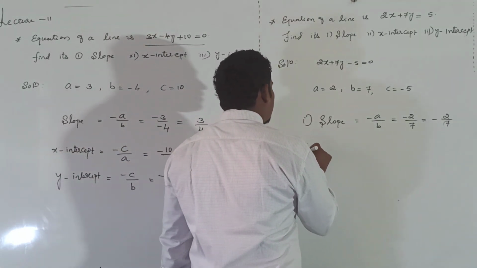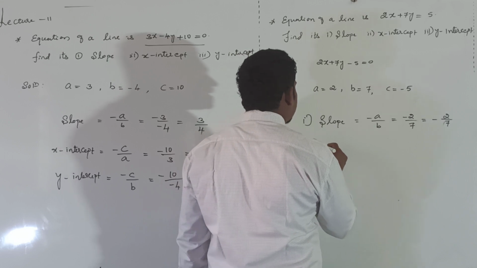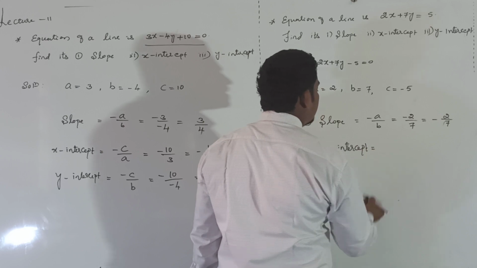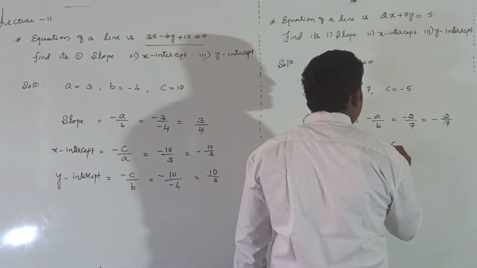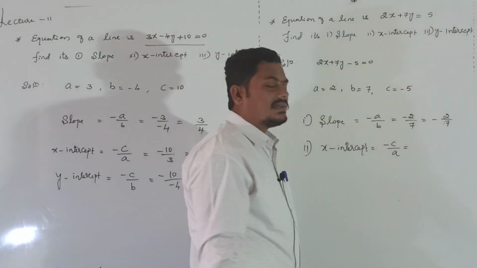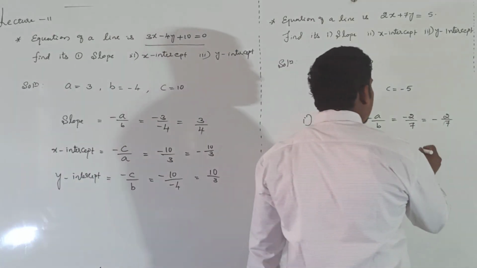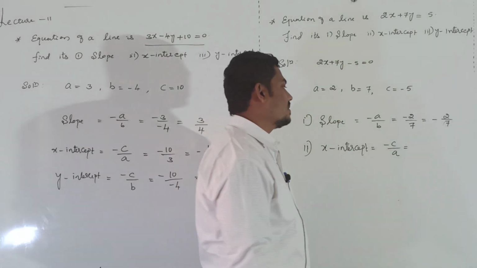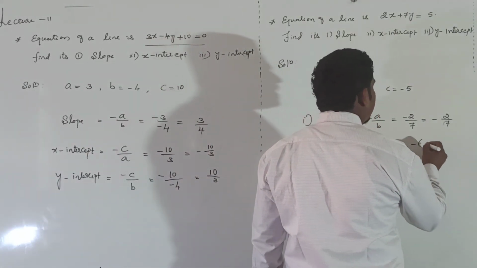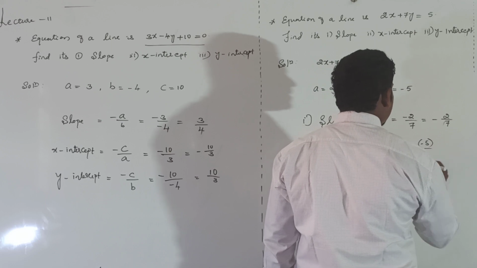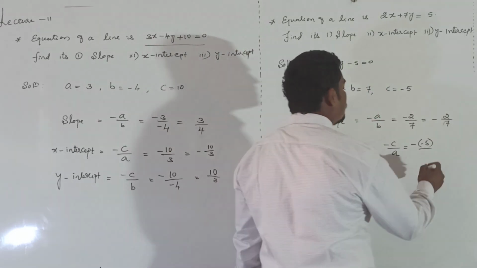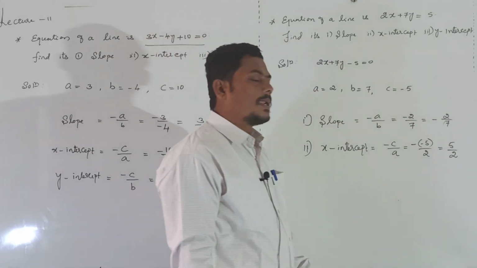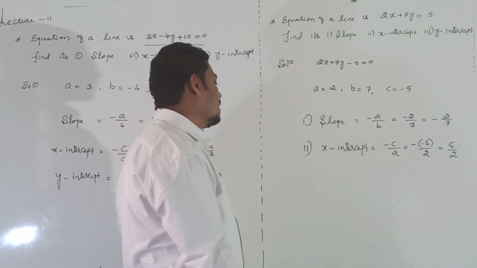Then tell me, what is the x-intercept of this line? X-intercept formula: minus c divided by a. Negative sign as it is, replace c value minus 5, divided by a value. What is a? That is 2. That's equal to plus 5 by 2. It is the x-intercept of the line.